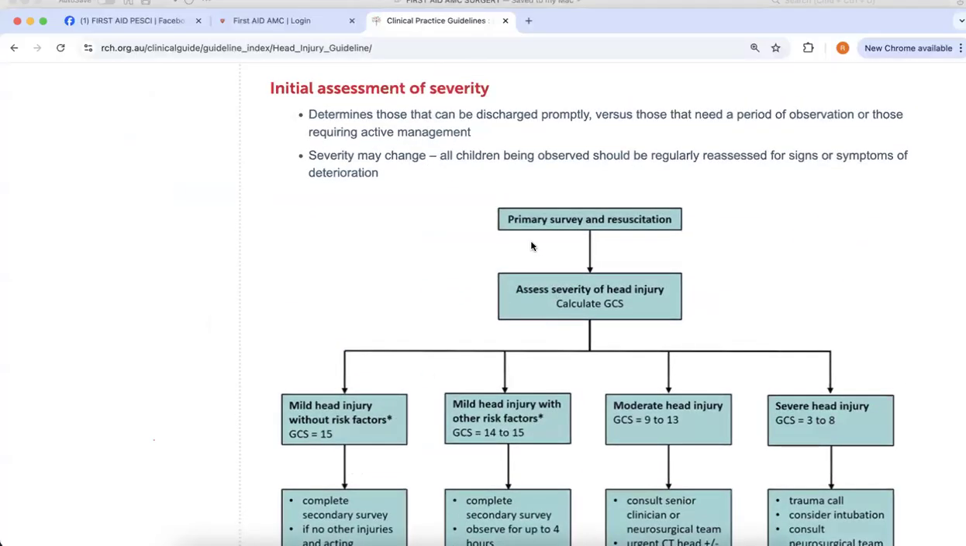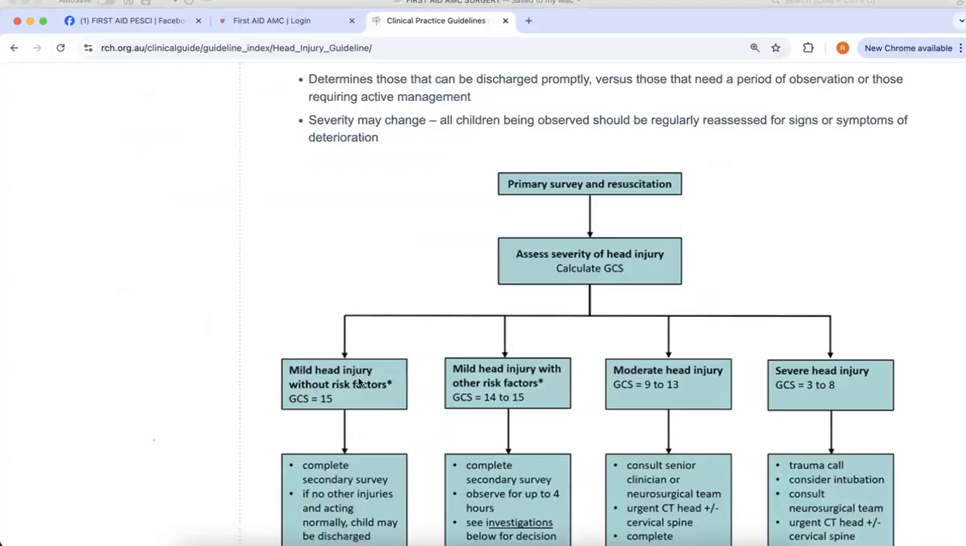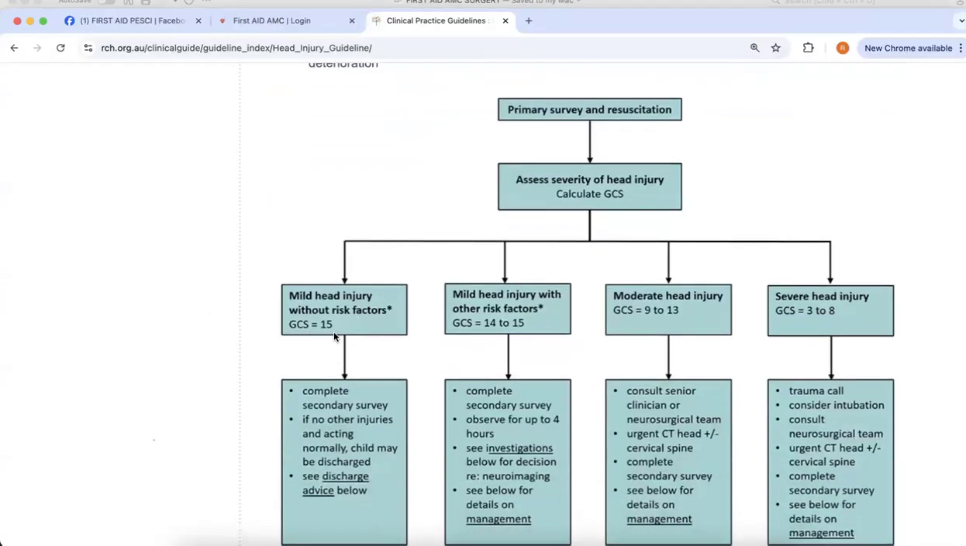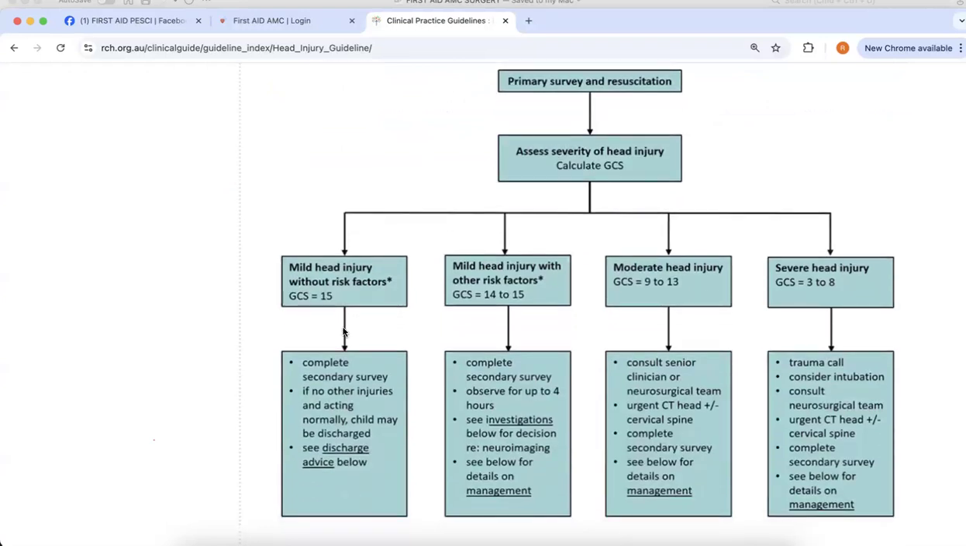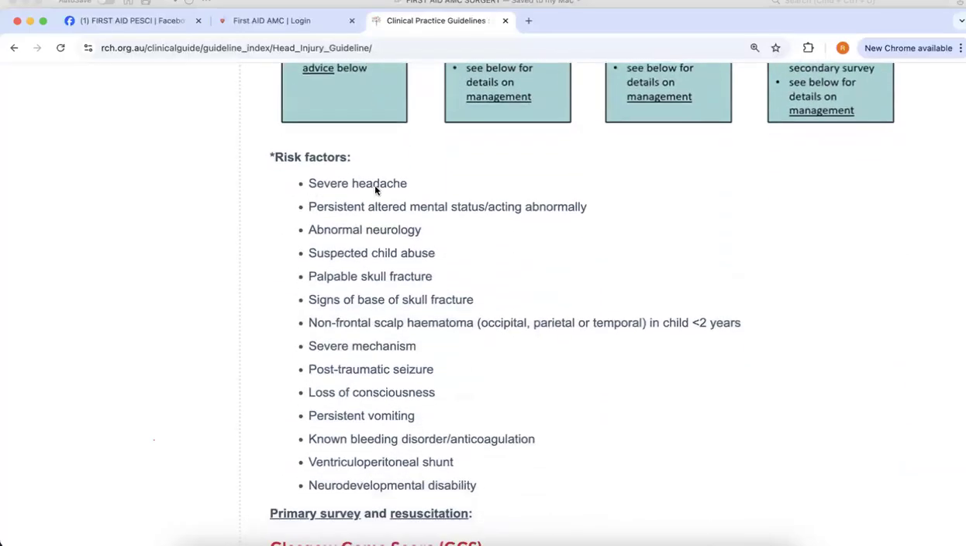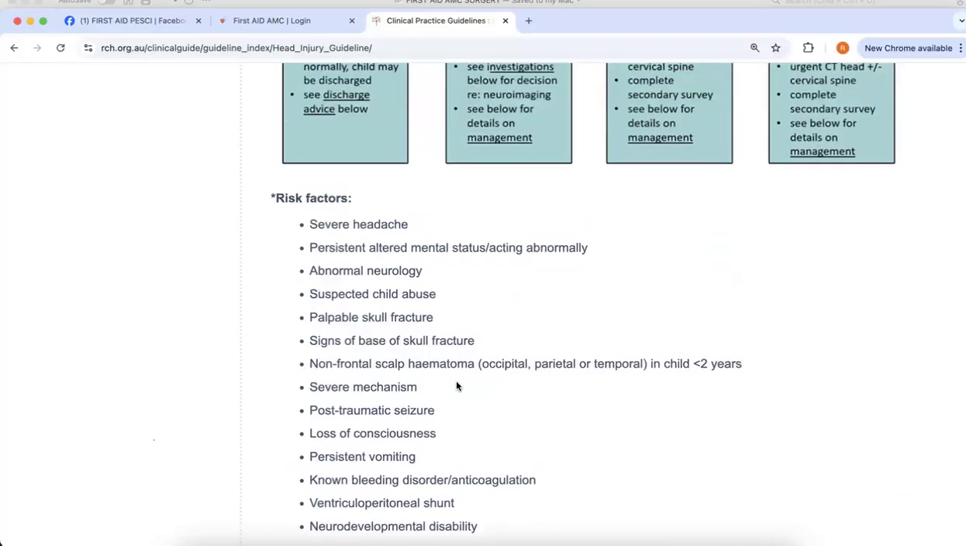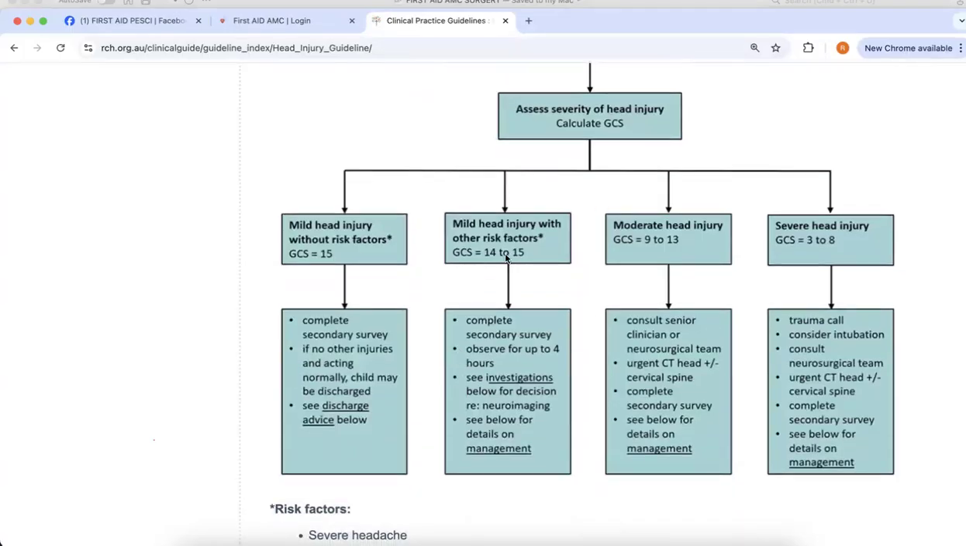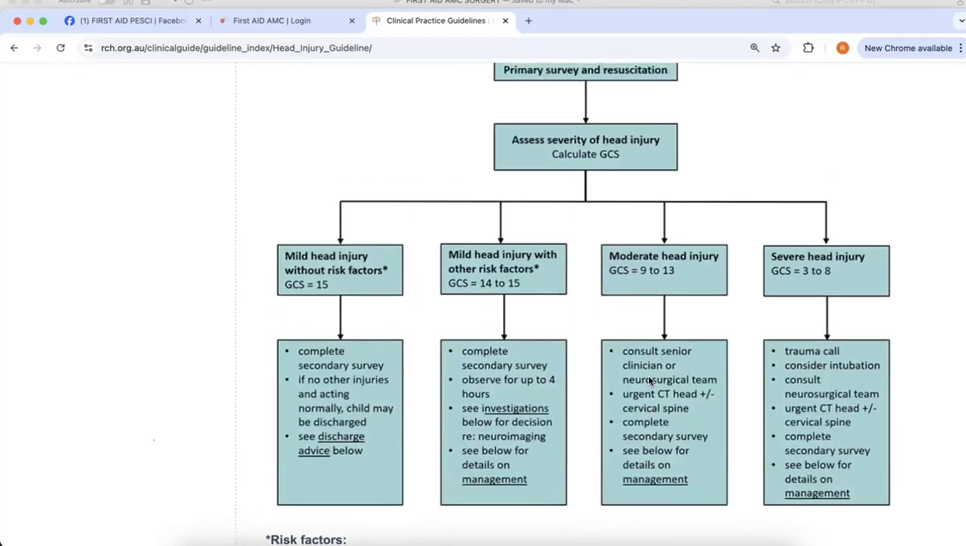First of all, you have done the primary survey and calculated the GCS of the patient. If GCS is 15 and the patient doesn't have any other risk factor, you don't need to do anything. Just make sure there is no other injury, and the patient can go home. Mild head injury with some other risk factor, such as severe headache, altered mental status, or abnormal neurological findings, you can go through those. In that patient, because GCS is fine, you will observe the patient for up to 4 hours, and if everything looks fine, the patient can go home.